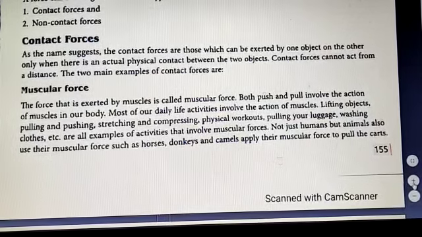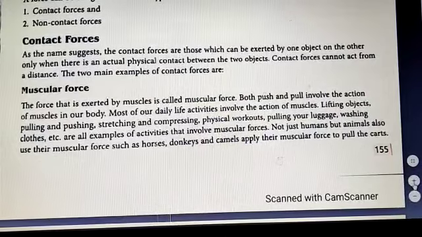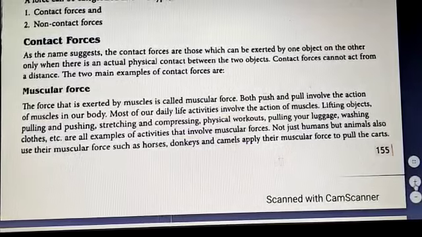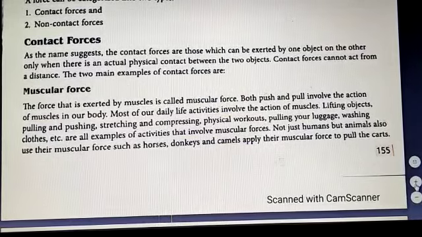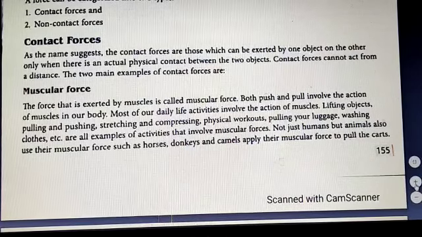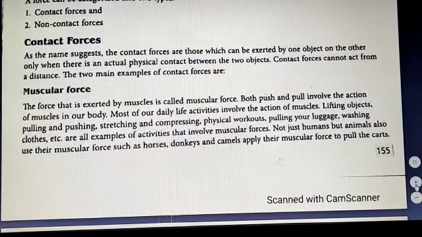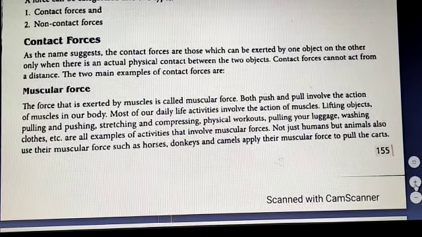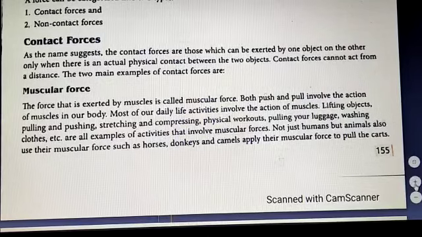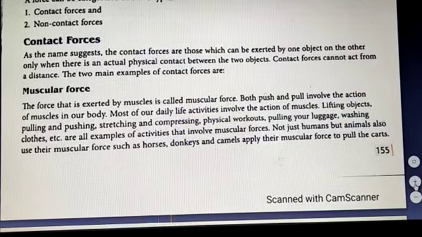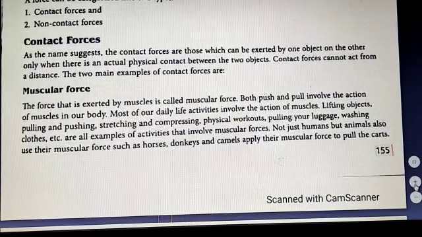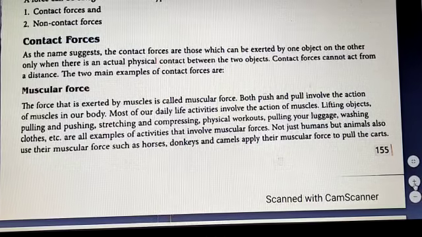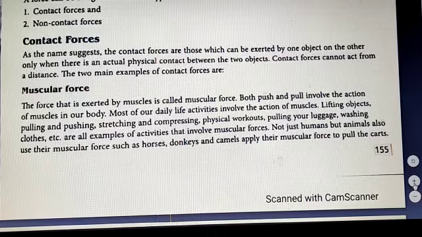Muscular force. For doing any work, we generally use the muscles of our hands or legs. So the force that is exerted by muscles is called muscular force. Both push and pull involve the action of muscles in the body. We do a number of activities like kicking a football, stretching something, pulling something, and different physical workouts like skipping a rope, washing clothes and all. So all these activities involve muscular force.